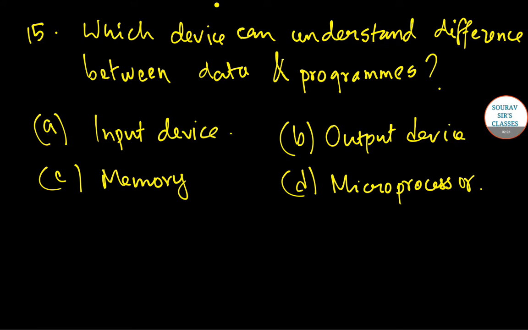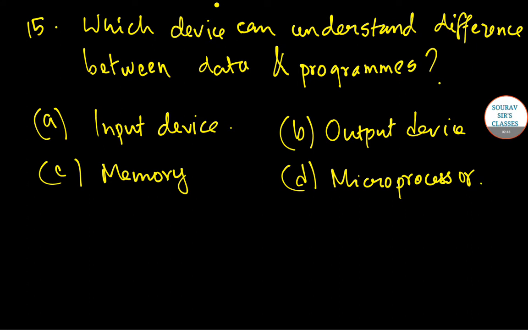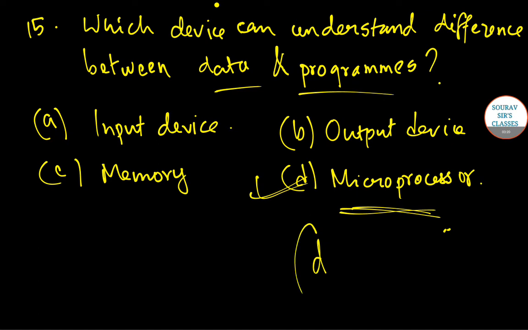In question number 15, we have which device can understand difference between data and programs, and as options we have input device as option A, B says output device, C says memory, and D says microprocessor. So obviously the answer will be option number D, because microprocessors are the brains behind these computers, and processing units are basically microprocessors, so that they can differentiate between data and programs and others, like they can compute other stuffs, and they are usually composed of a few integrated circuits or IC chips. So option will be option number D.